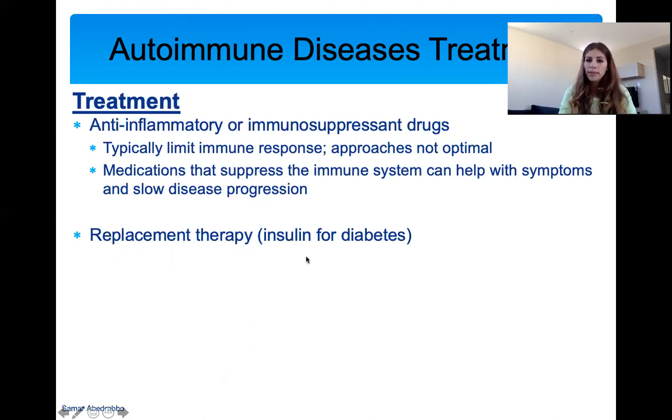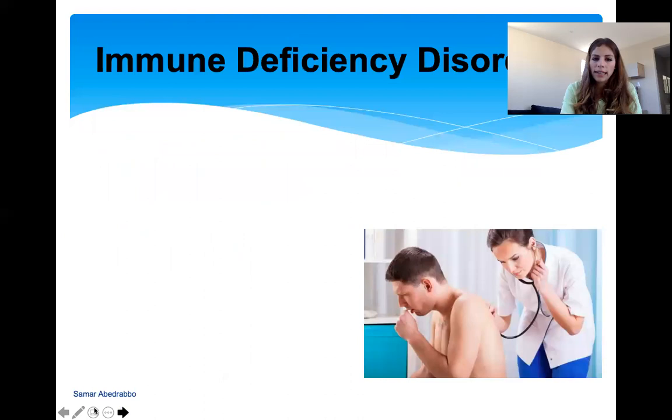So with type 1 diabetes, the immune system targets the cells that produce insulin. And so the person's problem is not having insulin. So replacement therapy: give them insulin, what they're lacking.